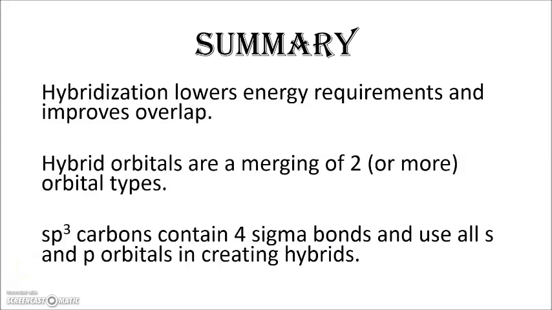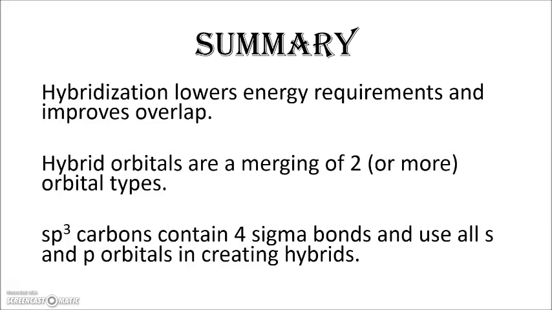Okay, so a summary of what we talked about so far. Number 1, hybridization lowers energy requirements when we're involved with some sort of bonding, and it helps to improve orbital overlap. So when two electrons in separate orbitals have to come together in order to form a bond, we get improved overlap with hybridization. Number 2, hybrid orbitals are a merging of 2 or more orbital types. For carbon, and we're really going to just focus on carbon in organic chemistry, we're talking about s and p orbitals. Again, hydrogen could not create hybrid orbitals because it only had s. I need 2 or more. That's the definition of a hybrid.